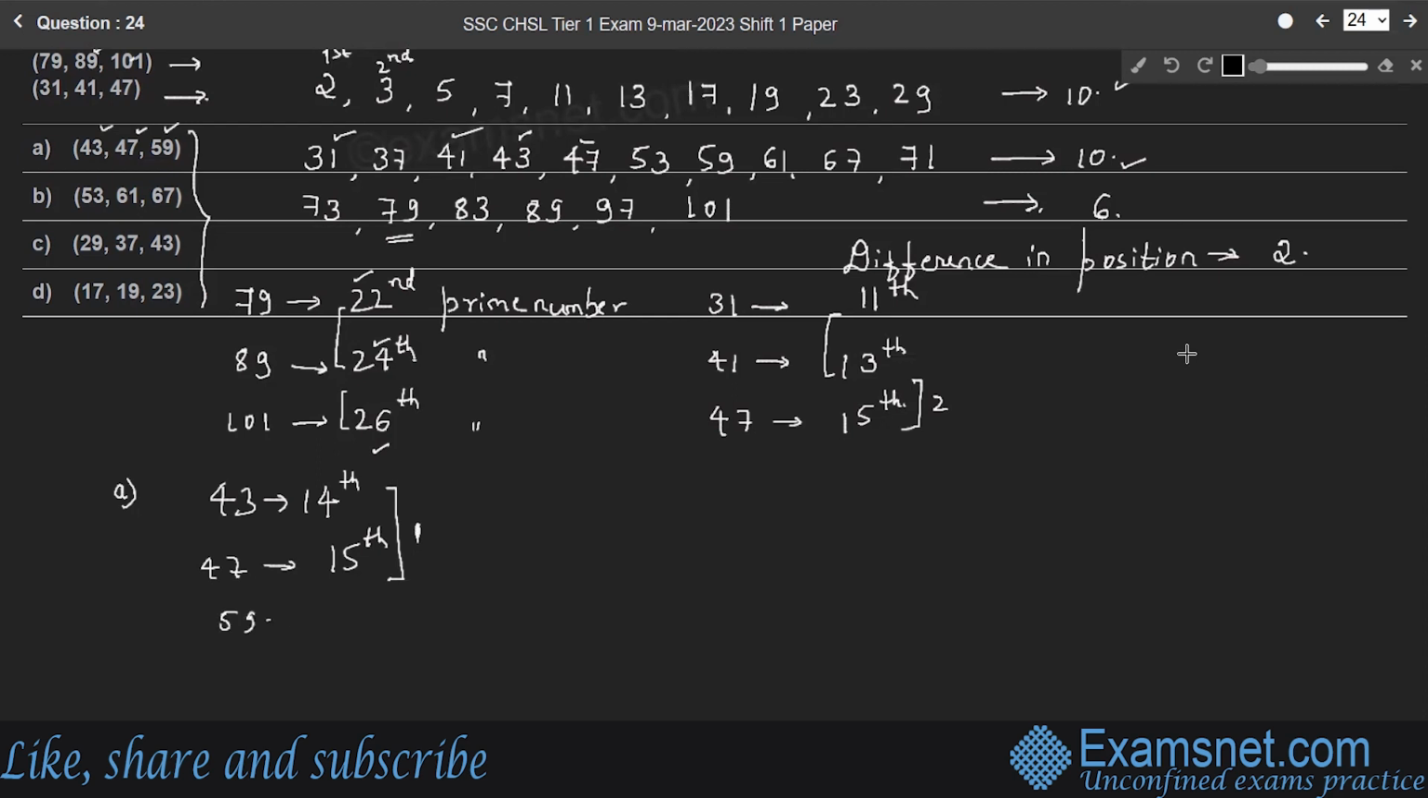Whereas 59 is the 17th prime number. Here the difference is 2, but in the first case the difference is only 1. Therefore, option A is not the answer.